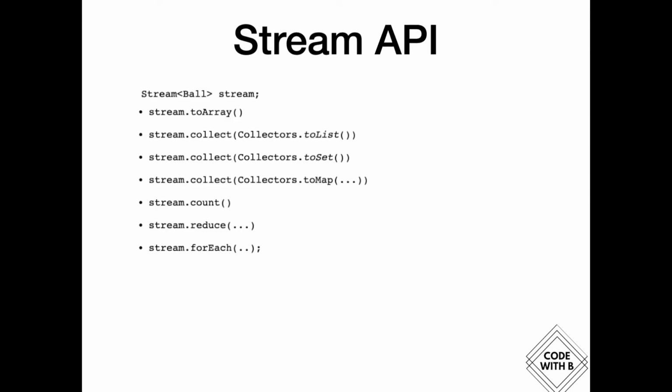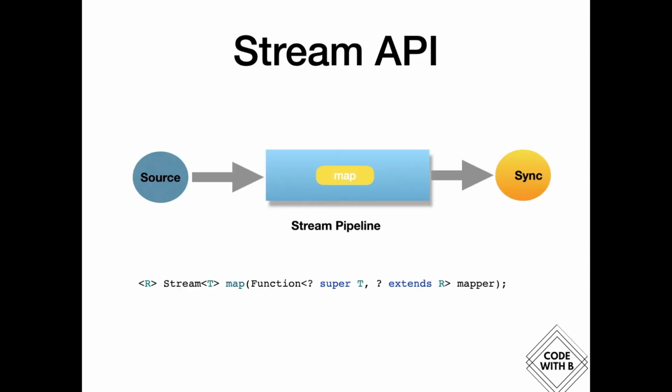And to get output out of a stream, you can apply stream methods such as toArray to convert the stream to an array, collect to convert the stream into a list, set, map, or any other collection. There are lots of other stream APIs as well, which you can utilize to get the sink out of your stream. Let's look at one of the higher order functions, map.